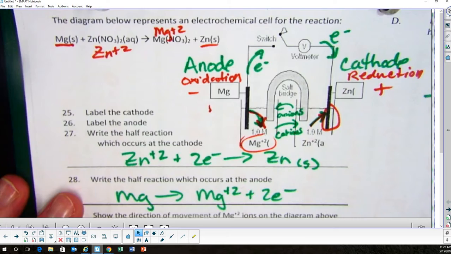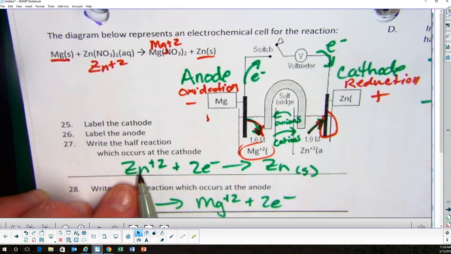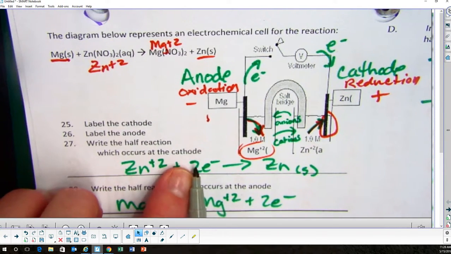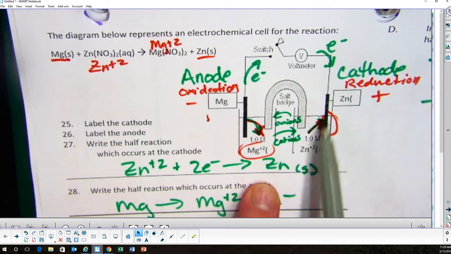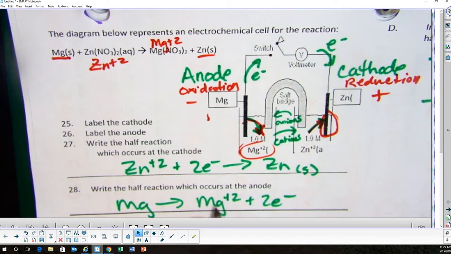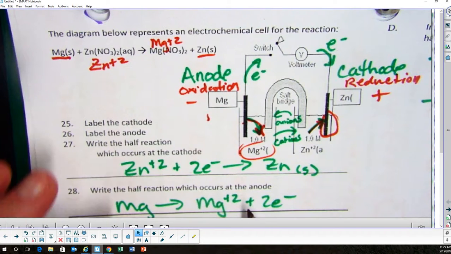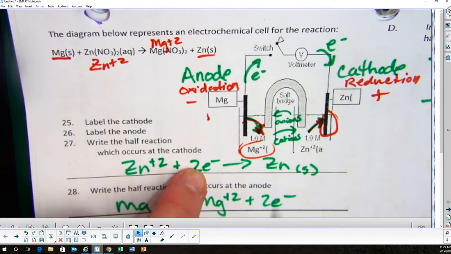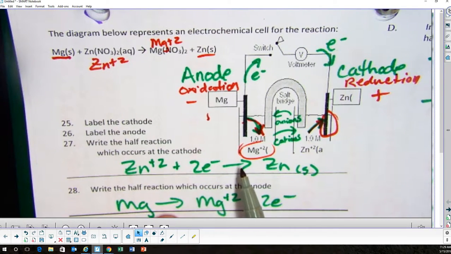For that, you do need to have the half reactions. So you need to realize that zinc is gaining 2 electrons to become zinc metal, making that electrode fat. And magnesium is coming off of the metal into solution as Mg plus 2 and giving off 2 electrons. Now, to add those two together to make that equation, notice that I have 2 electrons and 2 electrons, right? So they will cancel out because the arrow's like my equal sign.